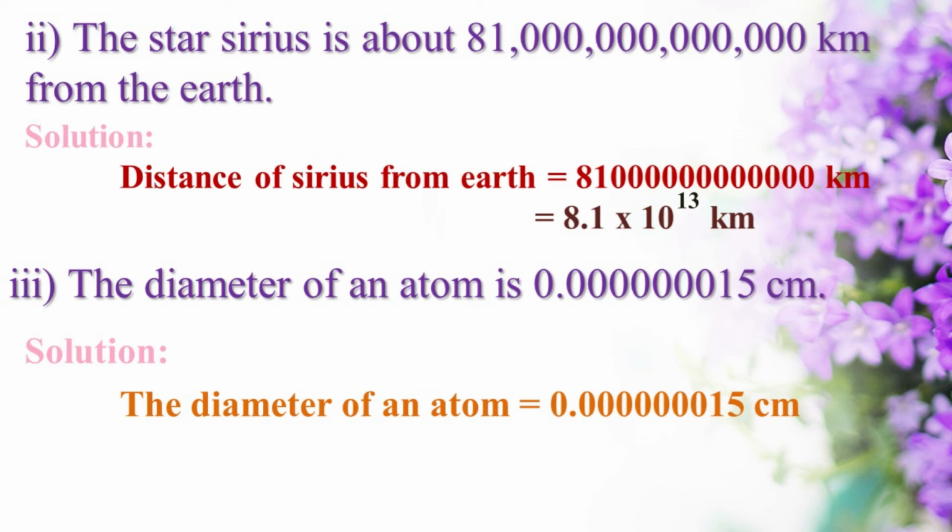0.000000015 centimeter. As per the rule, there should be one number before the decimal for the scientific notation, so we have to move the decimal after 1. The number of 0s is 7, and with the number 1, totally 8 steps we have to move. On doing so, the answer is 1.5 into 10 to the power minus 8 centimeter, because we moved the decimal place from left to right. On moving left to right, the power will be negative.